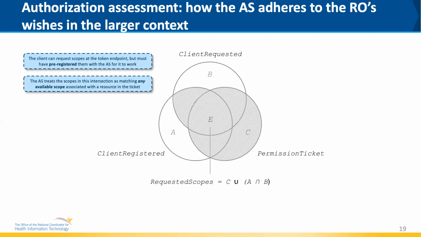The next thing to know is that the authorization server treats the scopes in the intersection between pre-registered and requested scopes as matching any available scope that's associated with a resource in the permission ticket, as we just saw, as the resource server requested them. And that's because clients know nothing about resource boundaries. They just know about scopes, pretty much, as in the documentation that a resource server may have put out about its API. And so we'd look at FHIR documentation in our case for HART.